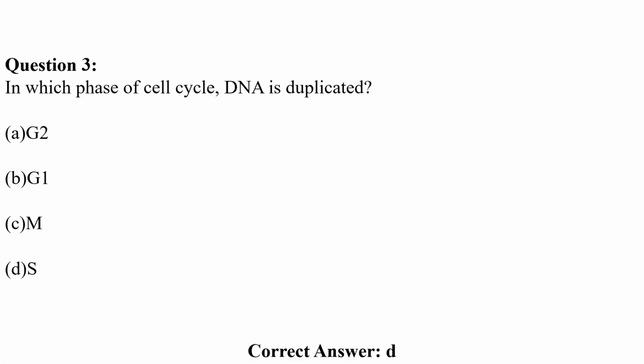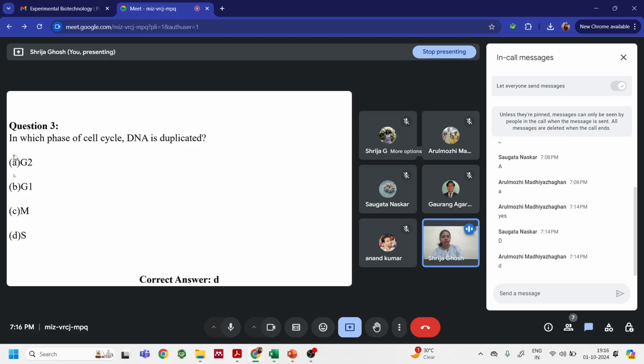Okay, so option D is the correct answer. So as I explained, in the cell cycle we have the G1 phase, which is the preparative phase for the synthetic phase, that is the S. In the S phase we have the DNA replication where the DNA is duplicated and two copies of DNA are made. Then we have the G2 phase, and then finally we have the mitotic phase where the cell divides into two daughter cells. Okay, so option D is the correct answer.